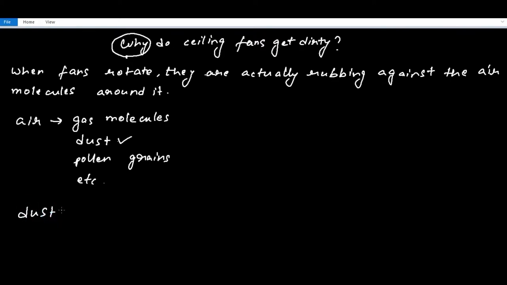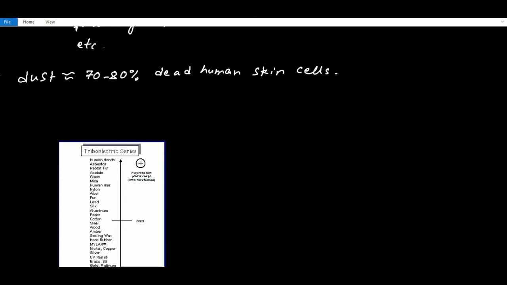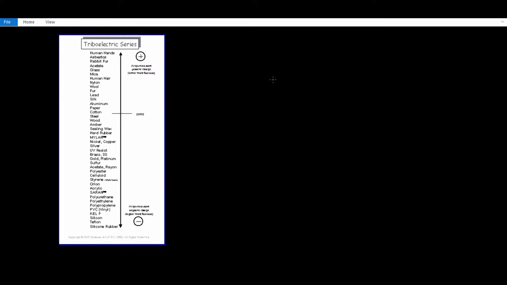That is because dust is approximately 70 to 80% comprised of dead human skin cells. Dead human skin cells. And this is rather interesting because this is what is actually helping them to stick to the ceiling fans. Let us go down and have a look at the triboelectric series once again. Here in the triboelectric series, you can see that human hands are located at the top.